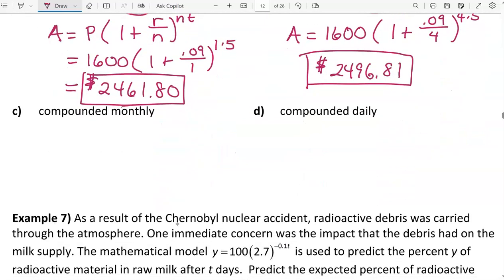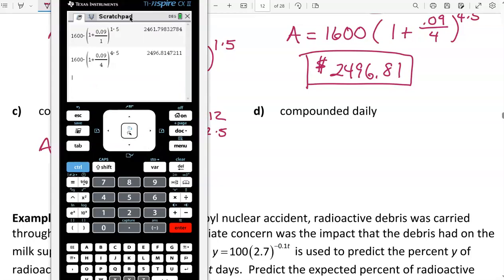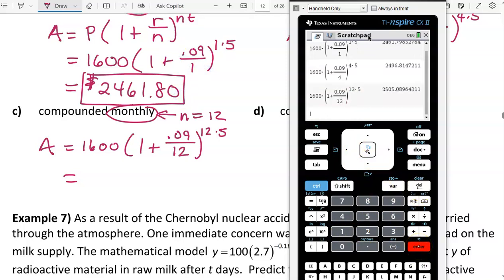All right, let's change that to monthly. Monthly would be n equals 12 times per year. We'll do the exact same calculation. A equals 1600 times 1 plus the rate, the annual interest rate, divided by 12 raised to the 12 times 5. So we're just changing that n value to 12. Bring my calculator up again and cursor up, press enter, and let's change those 4s to 12s. And that gives us $2,505.09.